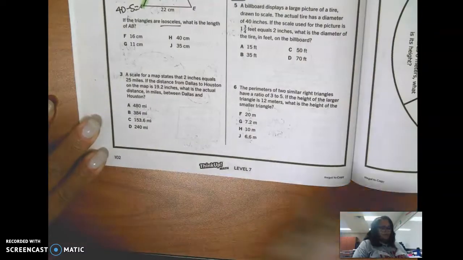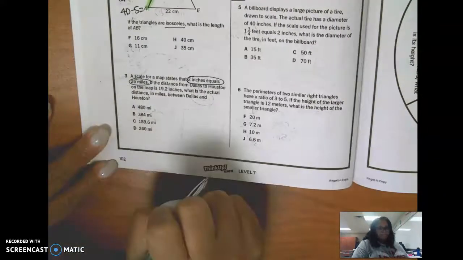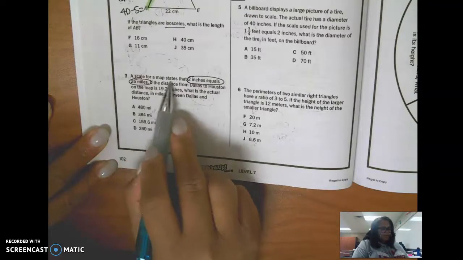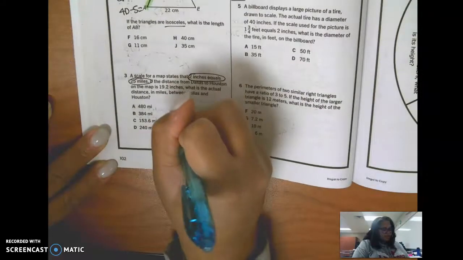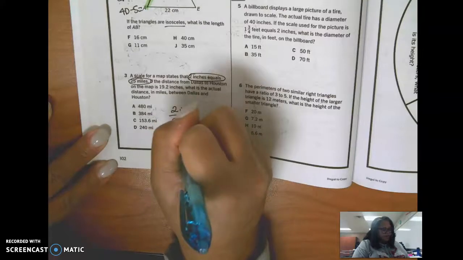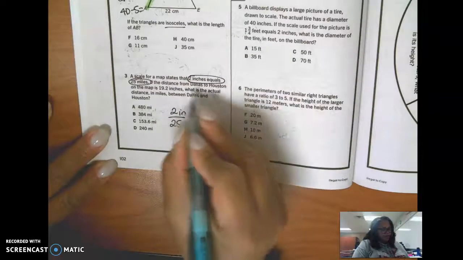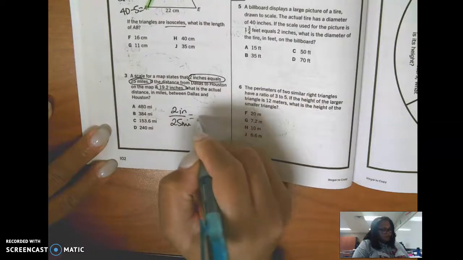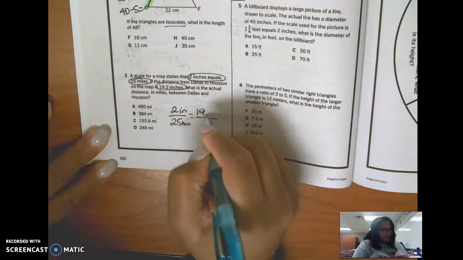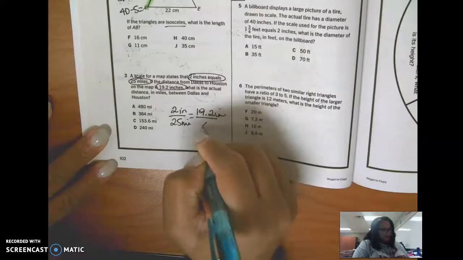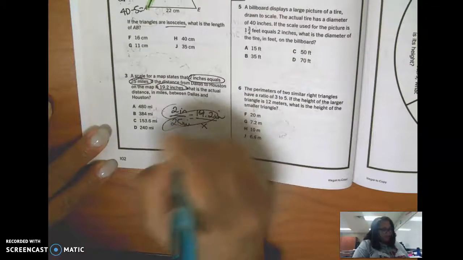All right, last one. Okay, last one for now. A scale map states that 2 inches equals 25 miles. That's my ratio. 2 inches, 25 miles. If the distance from Dallas to Houston on the map is 19.2 inches, what is the actual distance in miles? So I'm going to put 19.2 inches on top, X here, cross multiply, then divide.